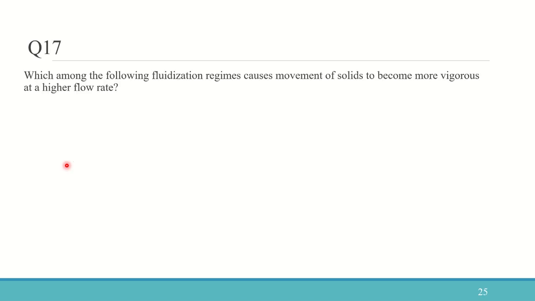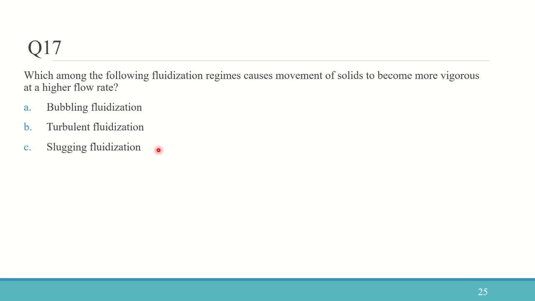So question 17. Which among the following fluidization regimes causes movement of solids to become more vigorous at a higher flow rate? So when we increase the flow rate, which regime causes the movement of solids to become more vigorous? Option A, bubbling fluidization; option B, turbulent fluidization; option C, slugging fluidization; option D, fast fluidization.